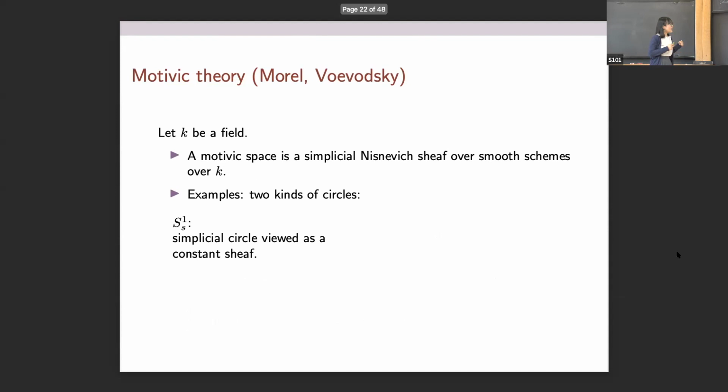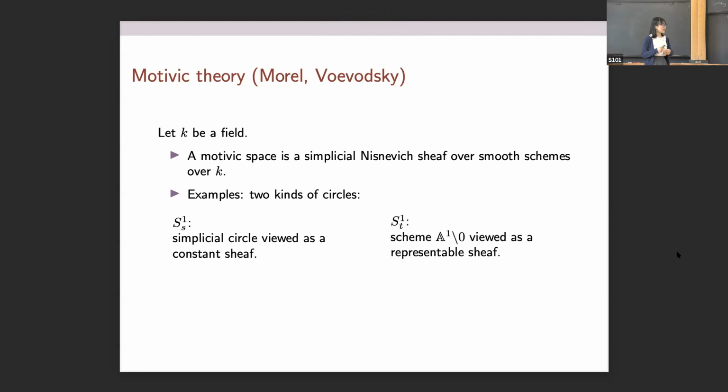These two examples are both circles. The first example is the simplicial circle. Every simplicial set can be treated as a constant sheaf, so we have the simplicial set S^1, and that is a motivic space called the simplicial circle. The other circle: every smooth scheme can be viewed as a representable sheaf under the Nisnevich topology. So if we take A^1 minus zero, then that scheme is what is called the Tate circle.